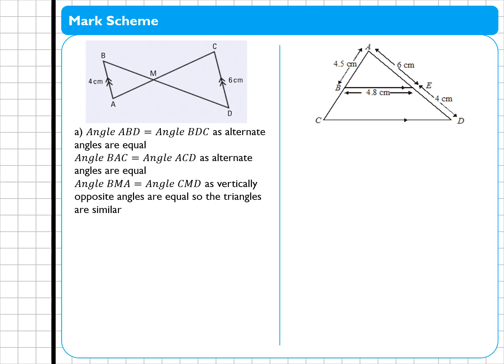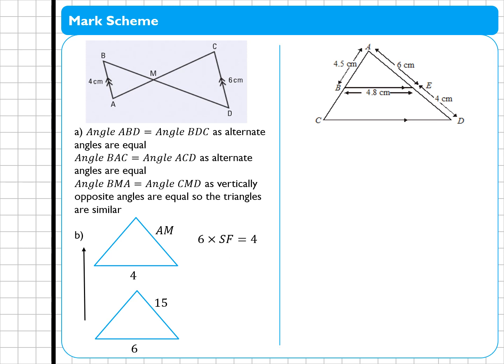With the second part, like we practiced last lesson, draw out the two triangles separately. You are trying to work out the length of AM, which means you want a scale factor that goes from the 6 to the 4. 6 times your scale factor is 4, which therefore means your scale factor is 2/3. I then need to do 15 times the 2/3 to get AM, which gives me that AM is equal to 10.